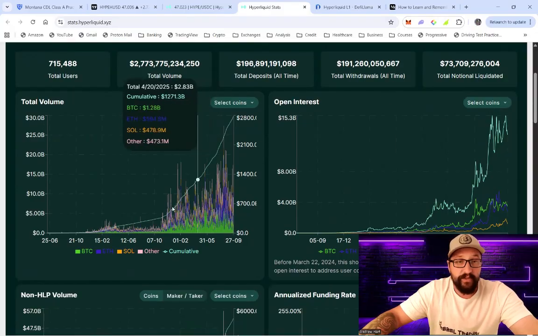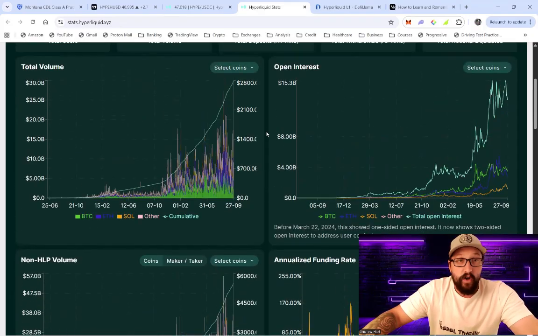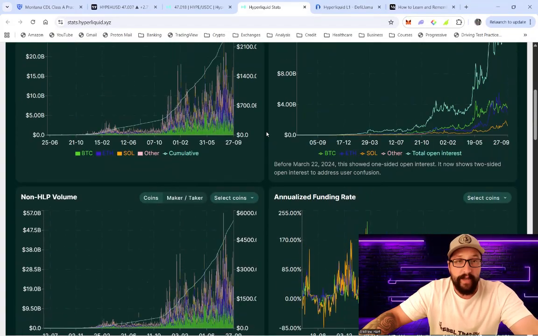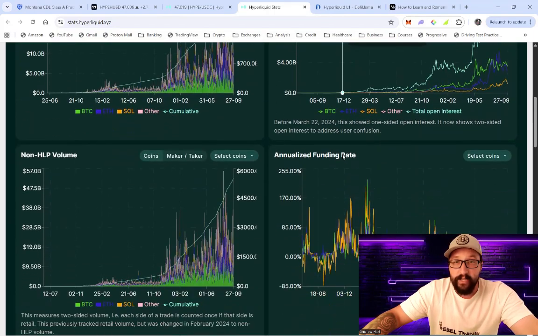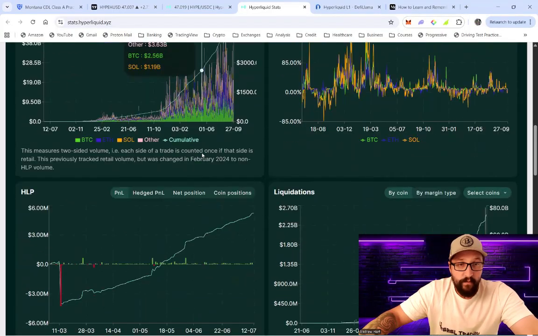So they have a stats page, and you can just see that the total volumes on this DEX are just absolutely astronomical. And in fact, there are times where they outperform some of the larger exchanges like Coinbase and Binance and things like that. So the volume is very, very impressive and the rate of growth for that volume was very impressive at the time. You can scroll down and take a look at some of the stats here and the fundamentals for this exchange.